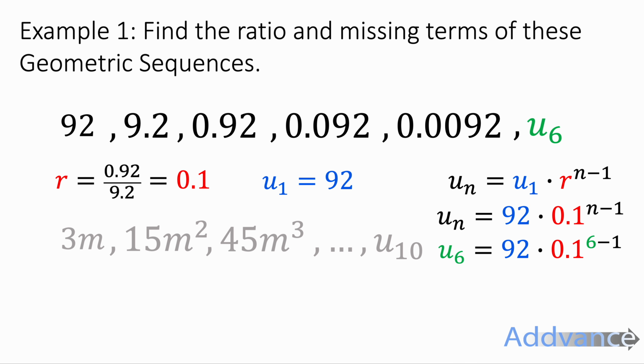92 times 0.1 to the power of 6 minus 1 will give us the answer, which is 0.0092. We just type that into a calculator and we get the final answer, and we're done.